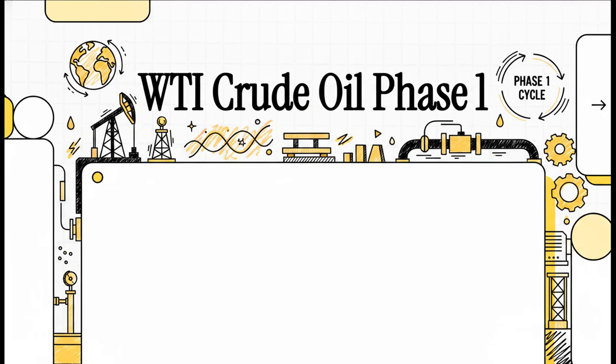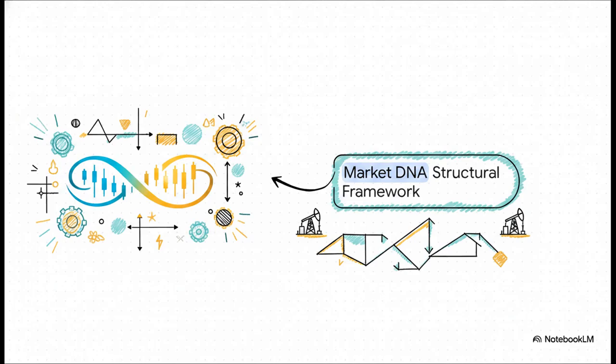All right, let's jump right in. What we're doing today is establishing a structural record. Our focus for this explainer is strictly the WTI crude oil Phase 1 cycle. Now you've got to remember, every single cycle in this system operates on strictly predefined geometric parameters. I want to be absolutely clear right off the bat. This is not a forecast. We aren't predicting anything here. We are simply creating a structural record of the market DNA framework exactly as it stands.